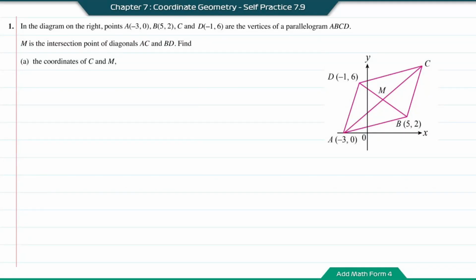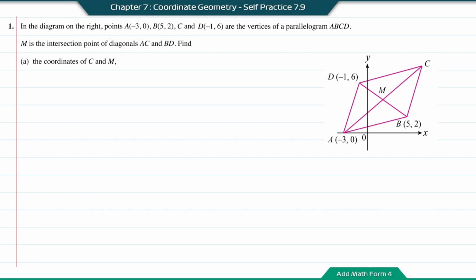So practice 7.9, question number 1. In the diagram on the right, points A, B, C, and D are the vertices of a parallelogram ABCD. M is the intersection point of diagonals AC and BD. Find the coordinates of C and M.